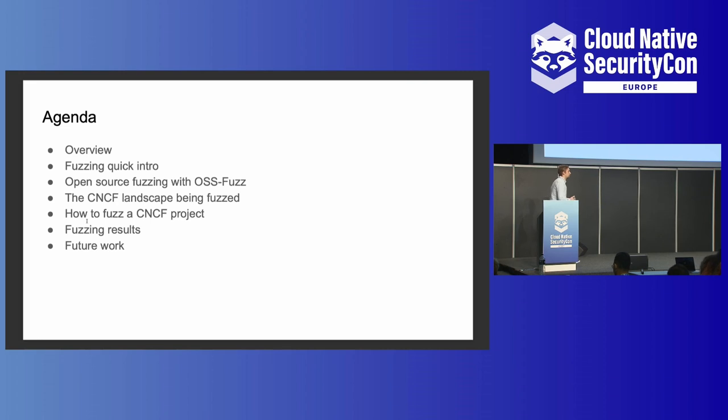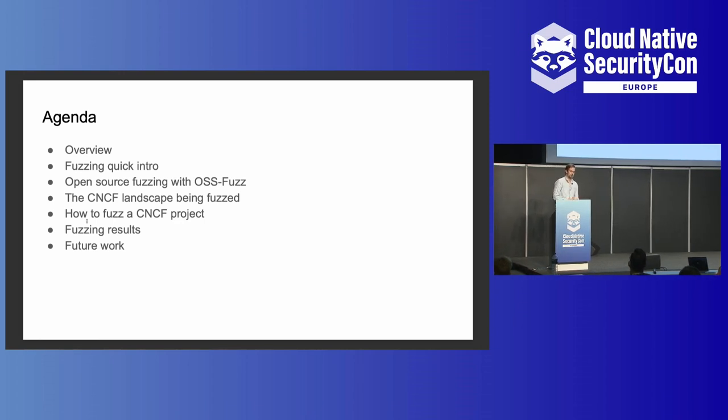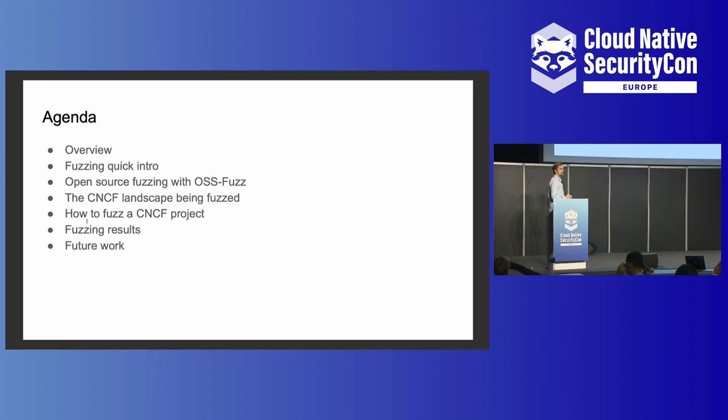A quick run through of what we will go through in this talk. A quick fuzzing intro for those that are unfamiliar with fuzzing. Next, we will go through the OSS-Fuzz project and why it is so important for the open source ecosystem. Then we will go into the state of fuzzing CNCF projects. And in that regard, we will go into how to fuzz a CNCF project and how we approach that challenge and some of the results that have come out of this. And lastly, we will consider future work, in the perspective of the work that has been done now and where we will be going next.